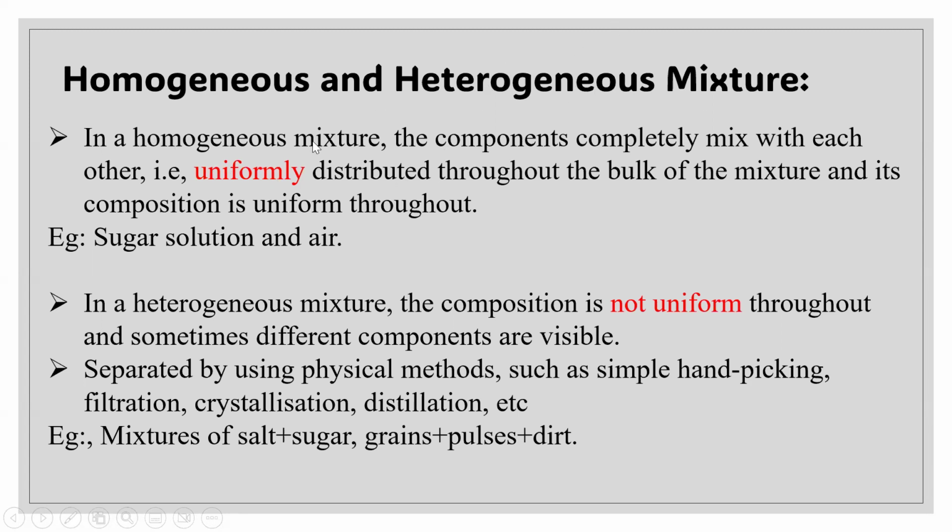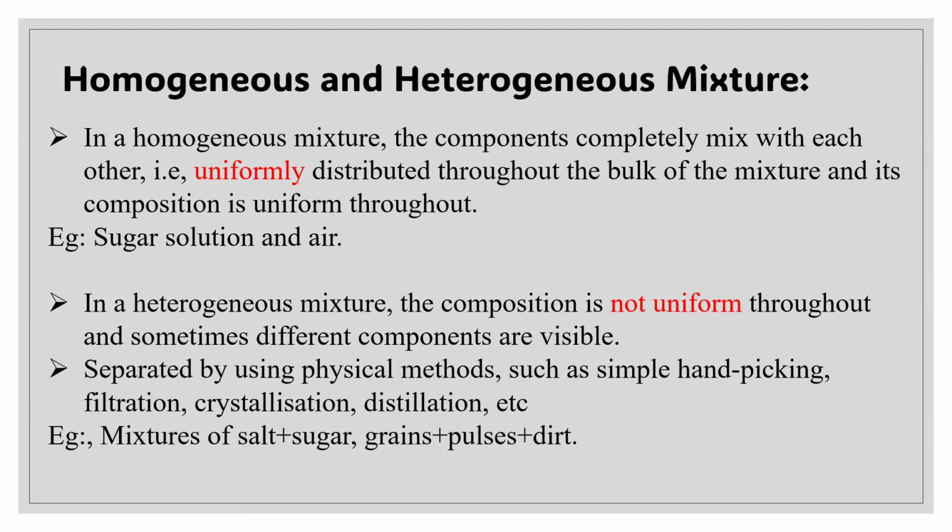So in a homogeneous mixture, the components are completely mixed with each other, and there will be uniform distribution throughout the mixture, and their composition is also uniform. Example, sugar solution. See, in sugar solution we have water and sugar, right? Both will uniformly mix together, and wherever we take, if in a glass of sugar solution I take 1 spoon of sugar solution, that spoon of sugar solution will also contain the same composition of sugar and the same composition of water, right? That is called the uniformity.